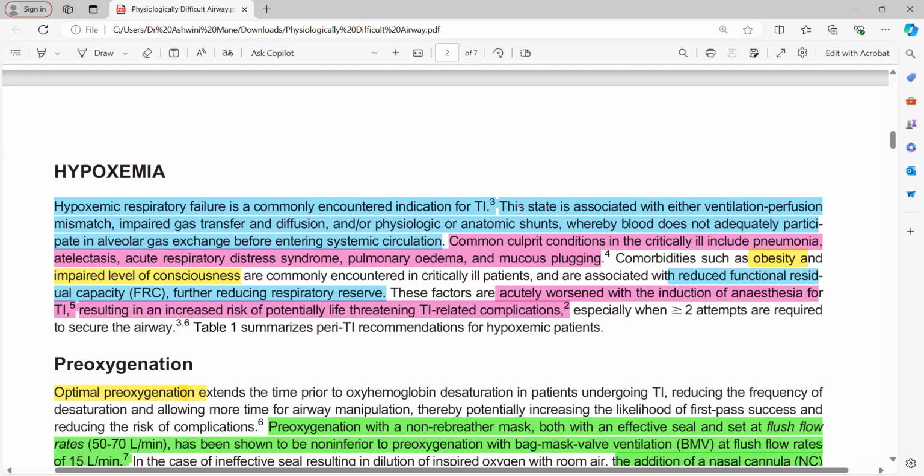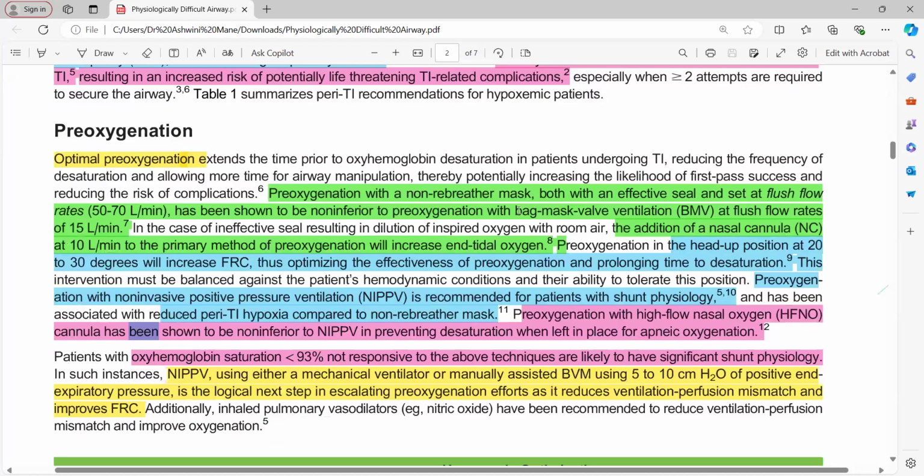Comorbidities like obesity and impaired level of consciousness are associated with reduced functional residual capacity, which further reduces the respiratory reserve. These factors are acutely worsened with the induction of anesthesia, which we use for tracheal intubation, resulting in an increased risk of potentially life-threatening tracheal intubation-related complications.